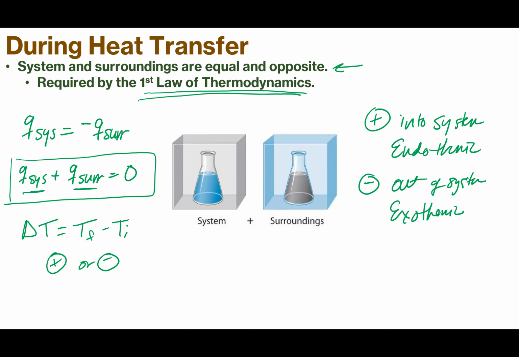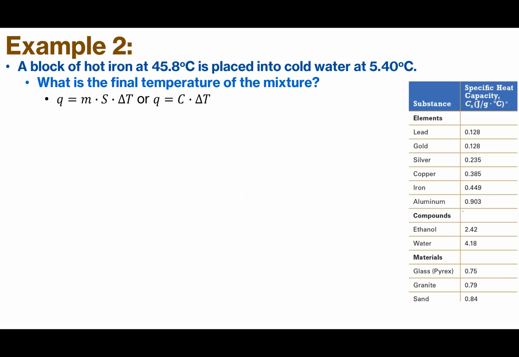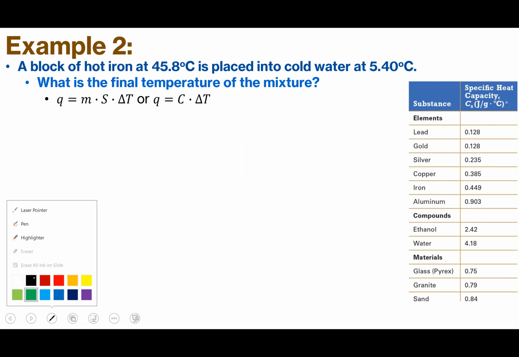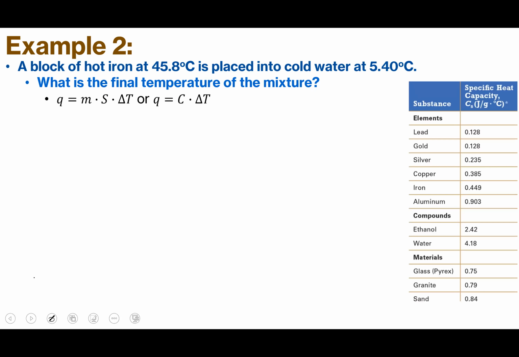Okay. All right. Let's work another example. This one's got a little bit more guts to it, but let's figure this out. What we've got is a block of hot iron at 45.8 degrees placed into cold water at 4.50 degrees. What is the final temperature of the mixture? This is going to be after thermal equilibrium has happened.